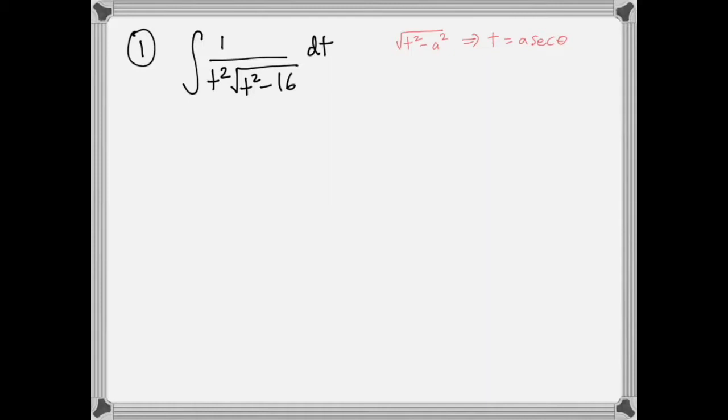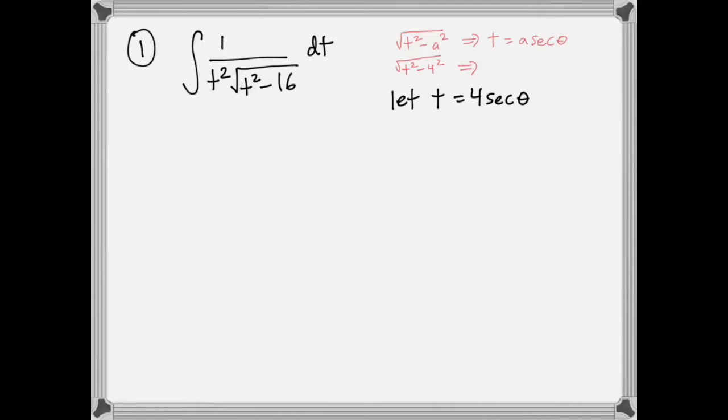So what is a in this problem? We actually have t squared minus 4 squared, don't we? Because 16 is 4 squared, which means that we're going to let, so let me write it here, let t equal 4 secant theta.